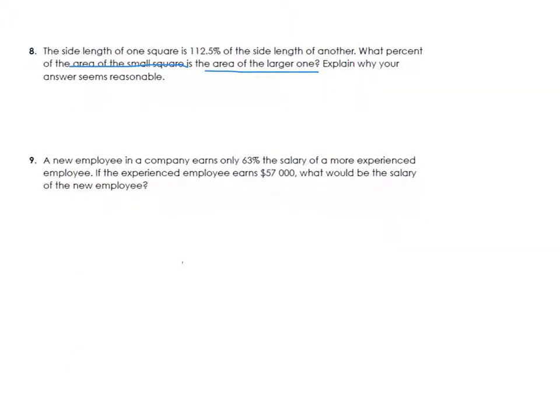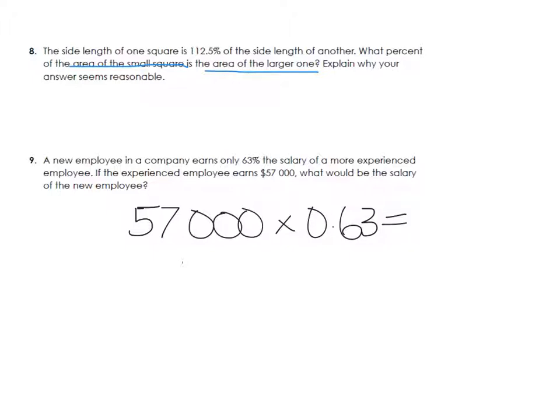Number 9, a new employee in a company only earns 63% the salary of a more experienced employee. If the experienced employee earns $50,000, what would be the salary of the new employee? So very simple kind of question. You're basically just being asked to calculate 63% of 57,000. So 57,000 times 0.63, and you're going to get the answer of 35,910.